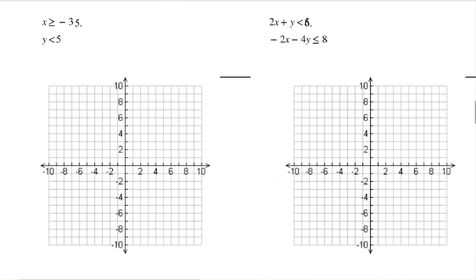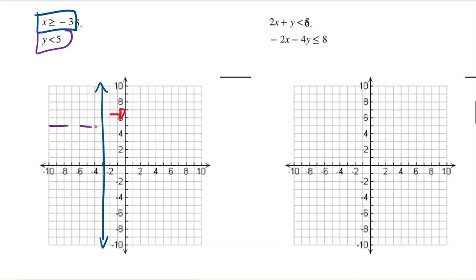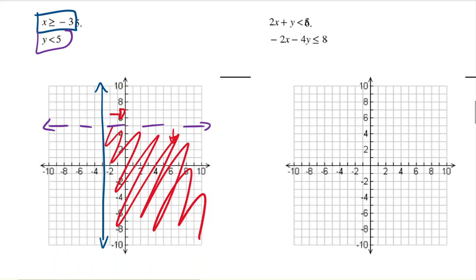Our next section, that's a vertical line at -3. We're going to be greater than, so we're going to shade the right side. Horizontal line at 5, dashed because we don't have the equal symbol, and we're less than, so we're going to shade the bottom. So we'd be here.